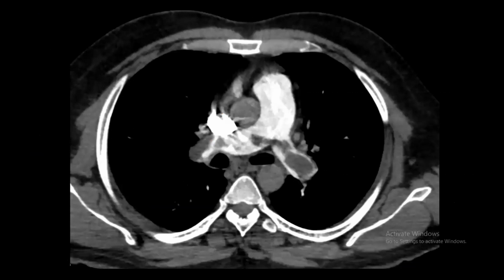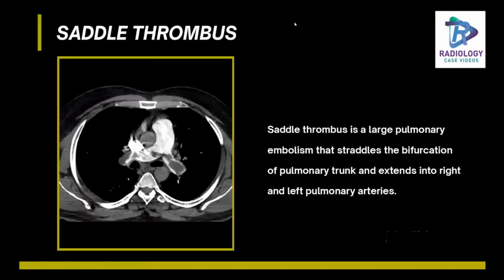So this is our next case. We're seeing axial sections of CT pulmonary angiogram showing an intraluminal hypodensity straddling through the bifurcation of pulmonary trunk, extending into the right and left pulmonary arteries, more so on the left side. So this is a case of saddle thrombus.